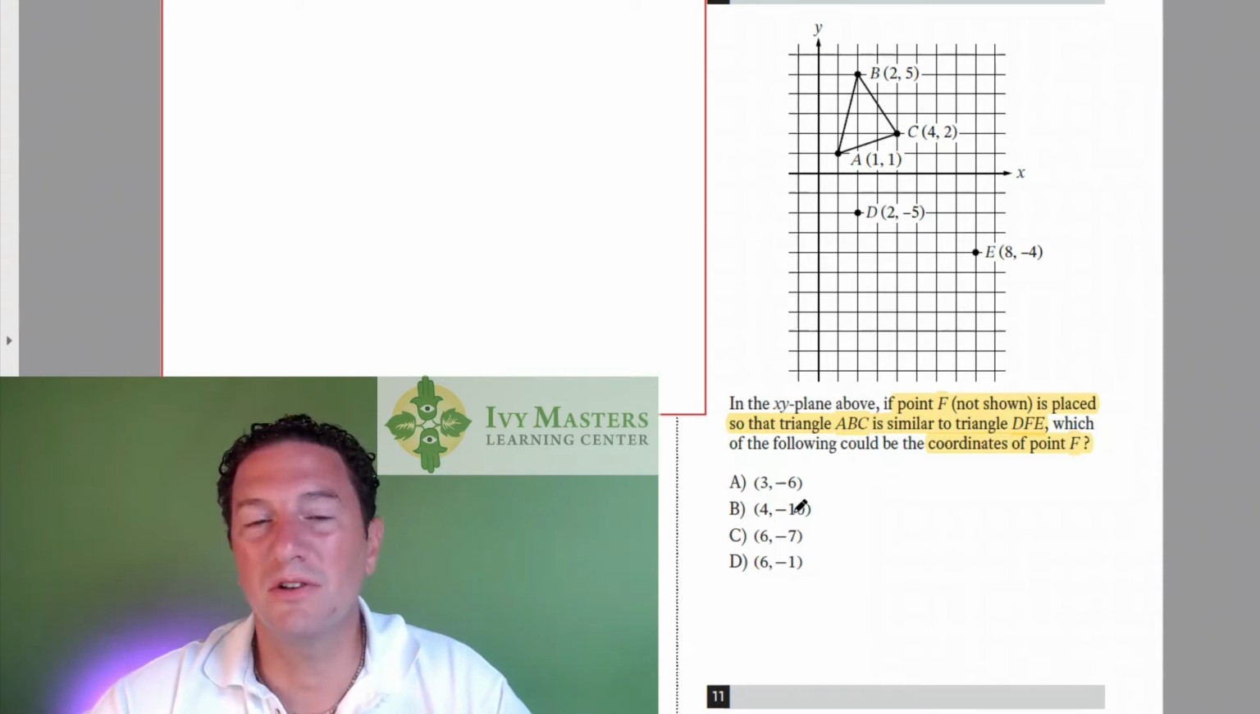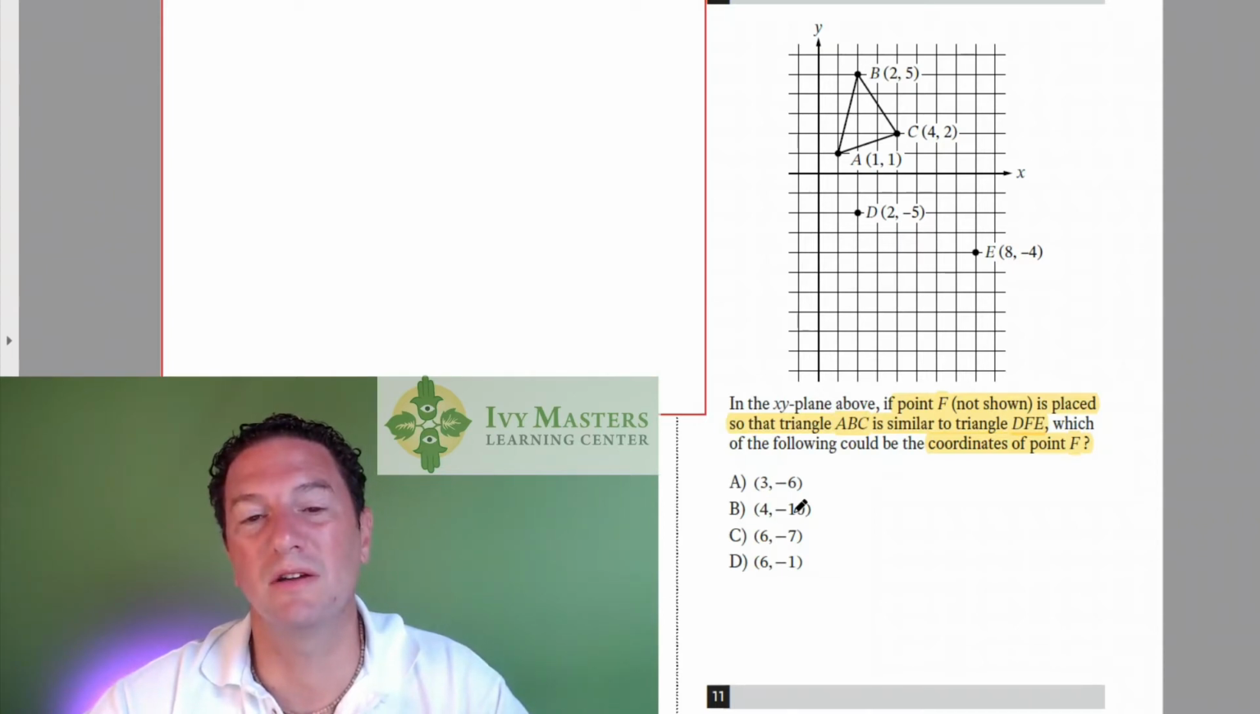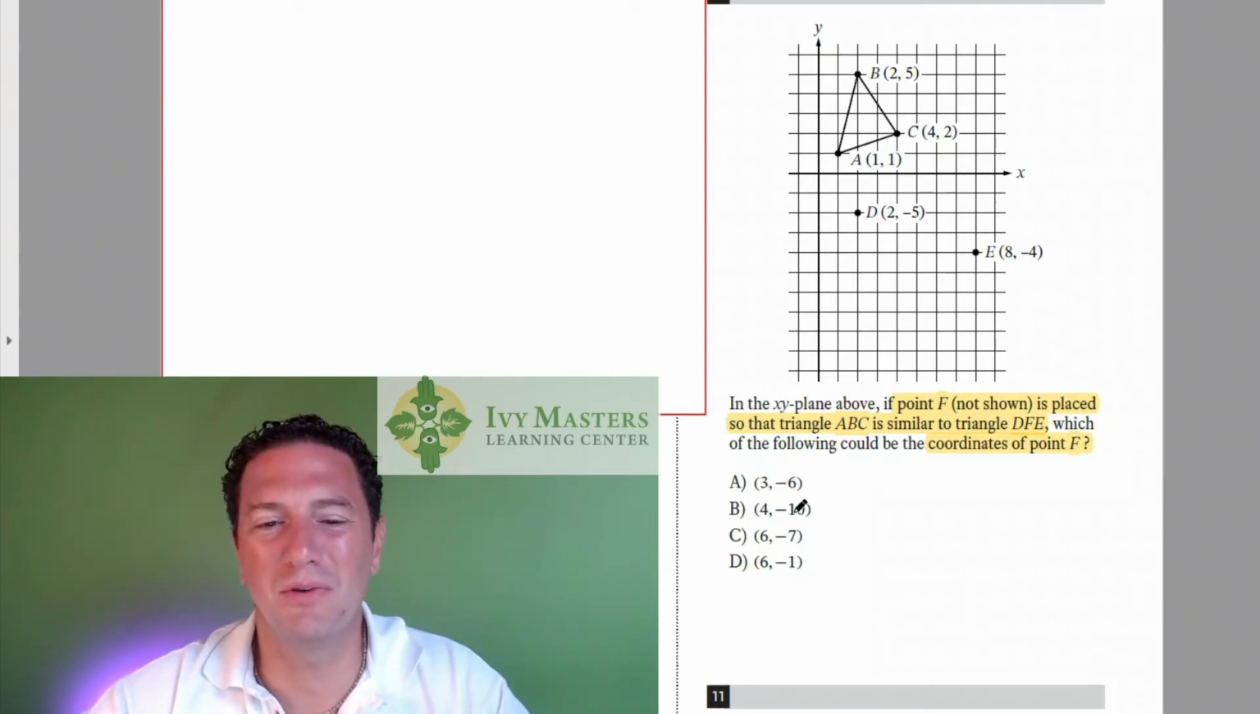And all we're going to do is plot points and see what looks similar, what looks like it's the same exact shape as a smaller triangle. If we have more than one possibility, then we're going to do some counting. And that's really it. So answer choice A is 0, -6.